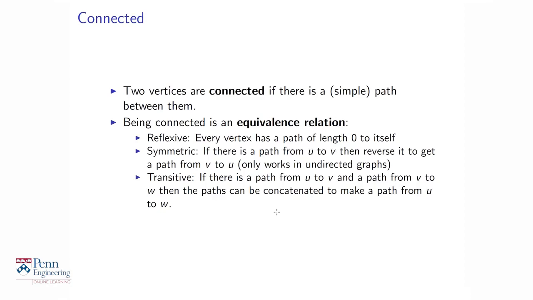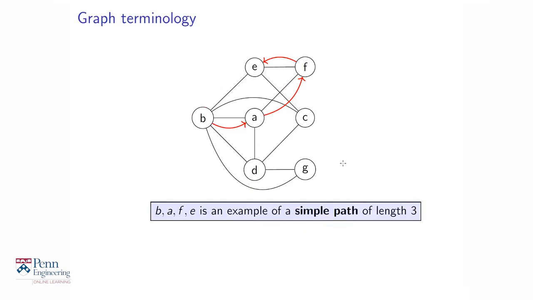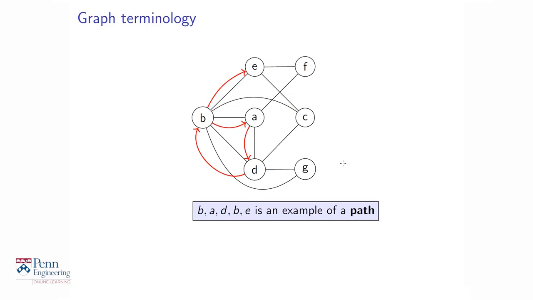Why is that? Let's go back to the previous slide and see. So for example, we could say that B and E are connected by the path B, A, D, B, E. So this long path that we're giving here is a way of connecting B with E. So B, A, D, B, E. That's a path from B to E. So that shows that they're connected.